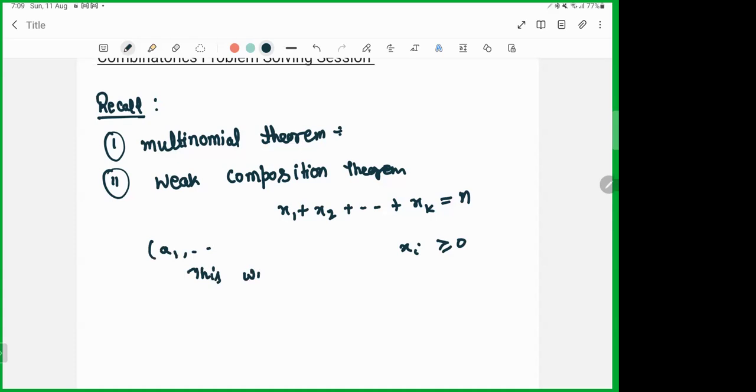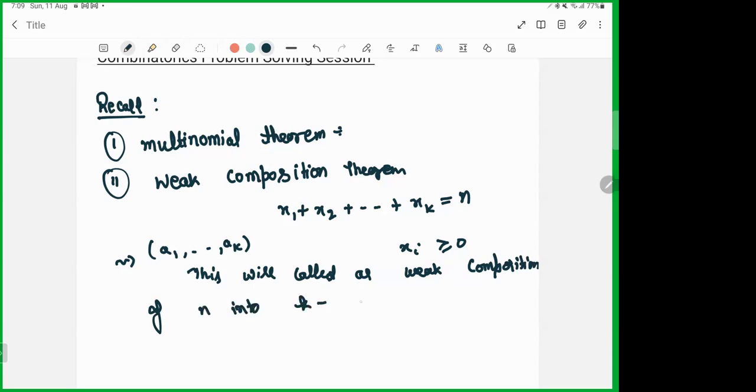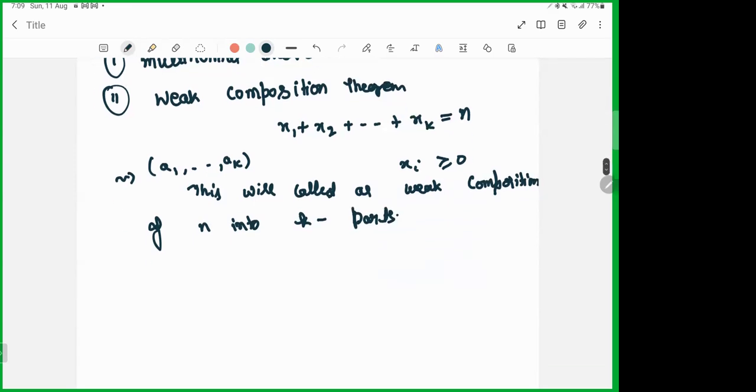I am roughly writing this: a1, a2, ak. The solution will look like this, and this is called a weak composition of n into k parts. Then there is a composition, which is the same thing, but the solution should be positive integers.